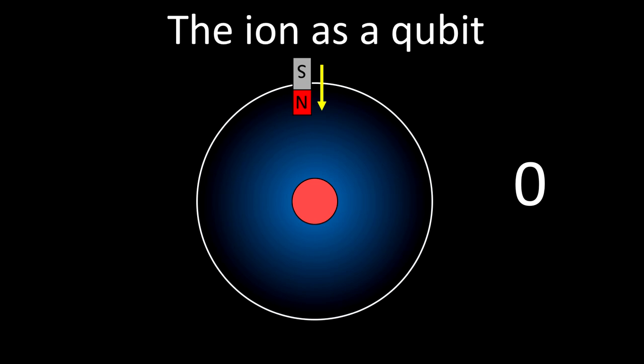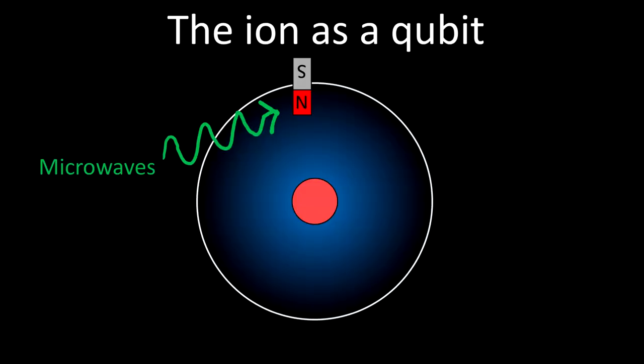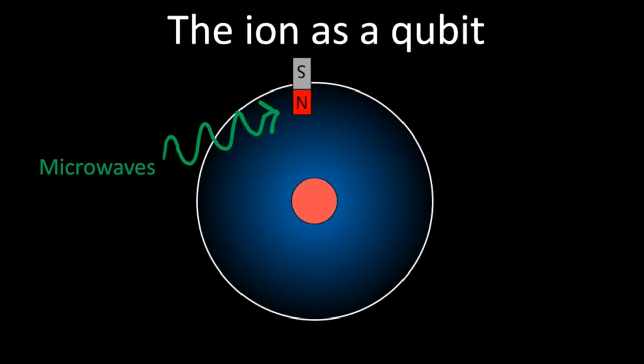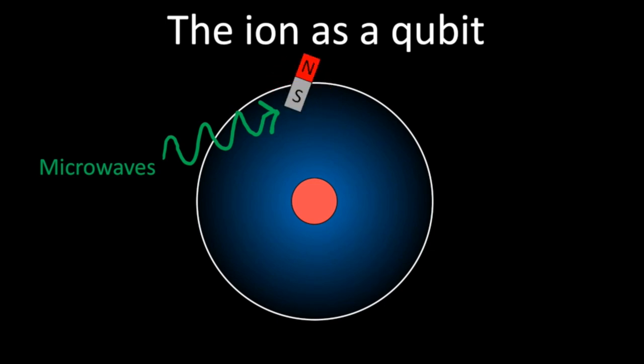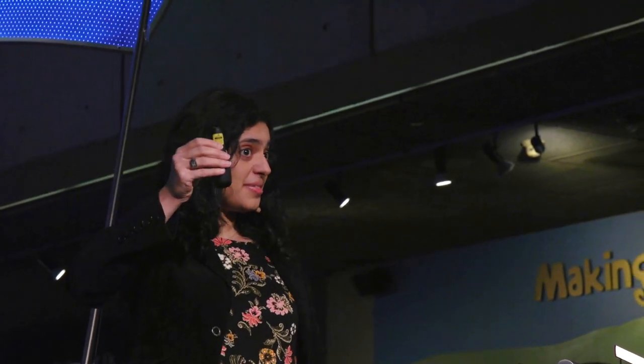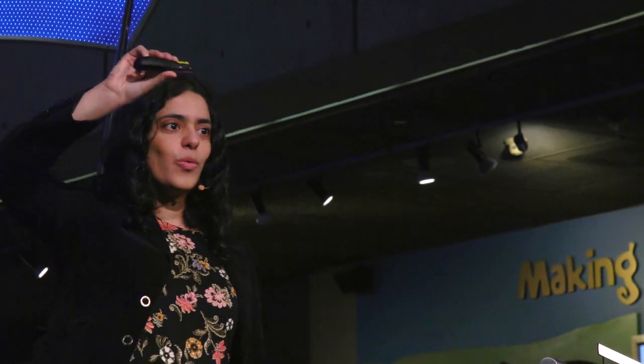To go between 0 and 1, what I can do is apply some microwaves, just blast my ion with a little bit of microwave radiation, and that microwave radiation rotates that spin, that little magnet that the electron is associated with. The length of time that I leave my microwaves on is what determines how far that magnet rotates. So I can leave those microwaves on to rotate from 0 to 1, flipping the magnet completely, or I can actually go anywhere in between.